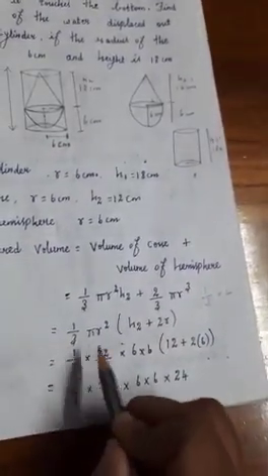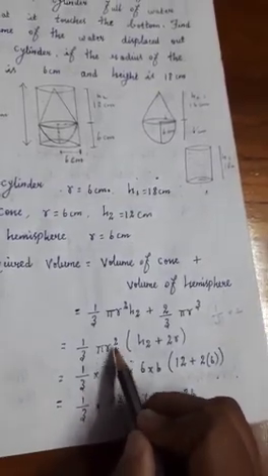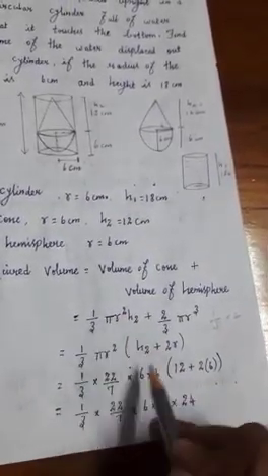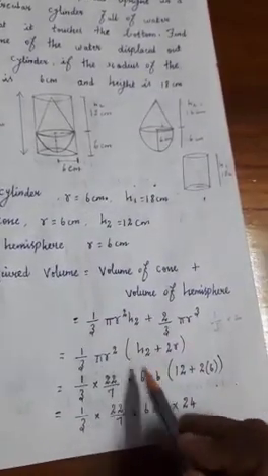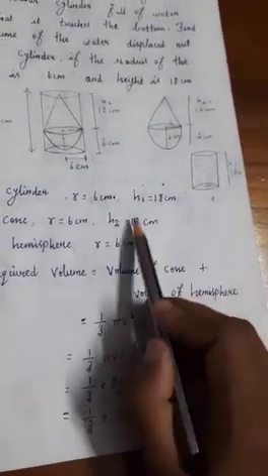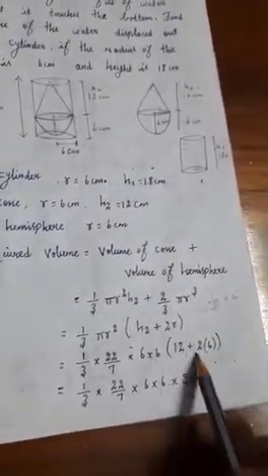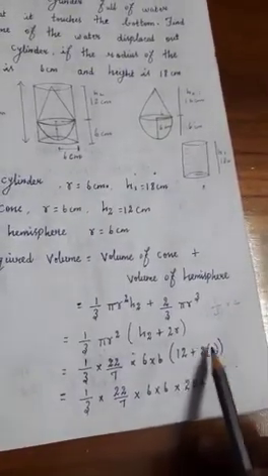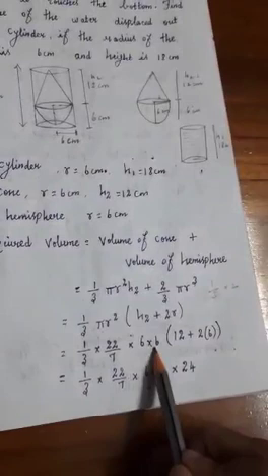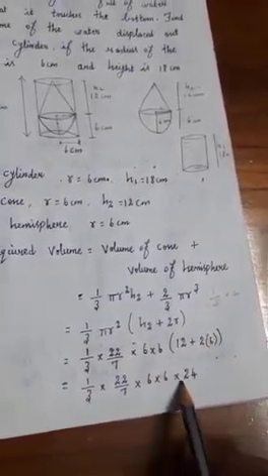Now can you apply the values? 1 by 3 into the pi value, that is 22 by 7, into r square. R square: the radius is 6, so 6 into 6 into h2. h2 here is 12 centimeter. 12 plus 2 into r, so 2 into the radius 6 centimeters. So 1 by 3 into 22 by 7 into 6 into 6 into 12 plus 2 into 6, that is 12. 12 plus 12 is 24.